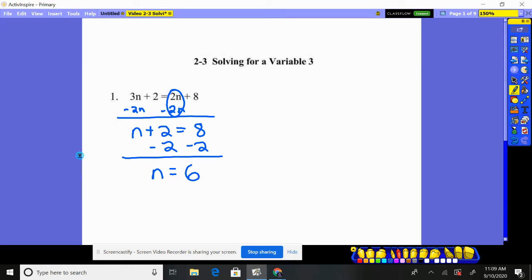And I could check it out. Does 3 times 6 plus 2 equal 2 times 6 plus 8? Well, that's 18. I get 20 on that side, 12 and 8, 20 on that side. That is the value that makes that equation true. And that's what we're trying to do here, finding the missing value that will make the equation true.